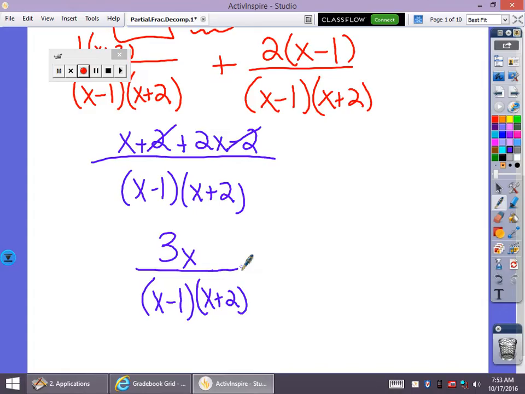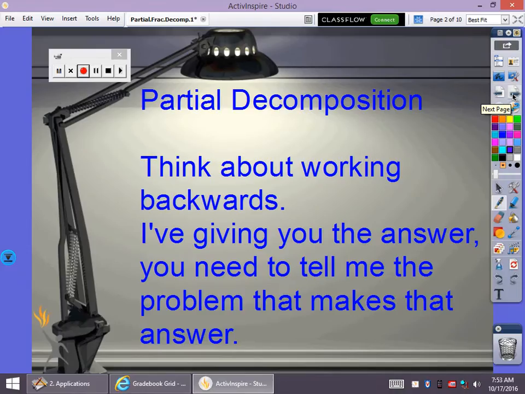Okay. Today's topic is the last topic that is covered on your RQA 7. Okay. Partial fraction decomposition. I want you to think about working backwards. I've given you the answer. You need to tell me the problem that makes that answer. So in this case, I would have given you 3x over x minus 1, x plus 2, and asked what are the two pieces that make it. That's what partial fraction decomposition is. Okay? So let's walk through the steps.